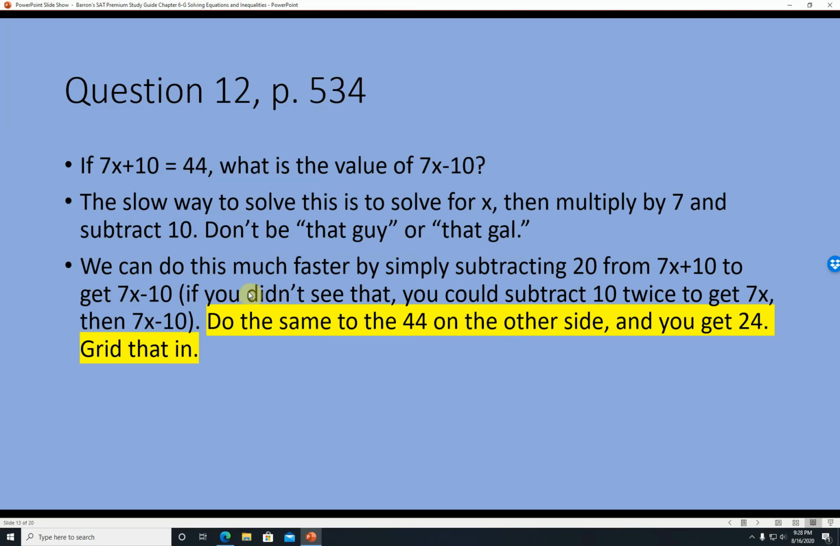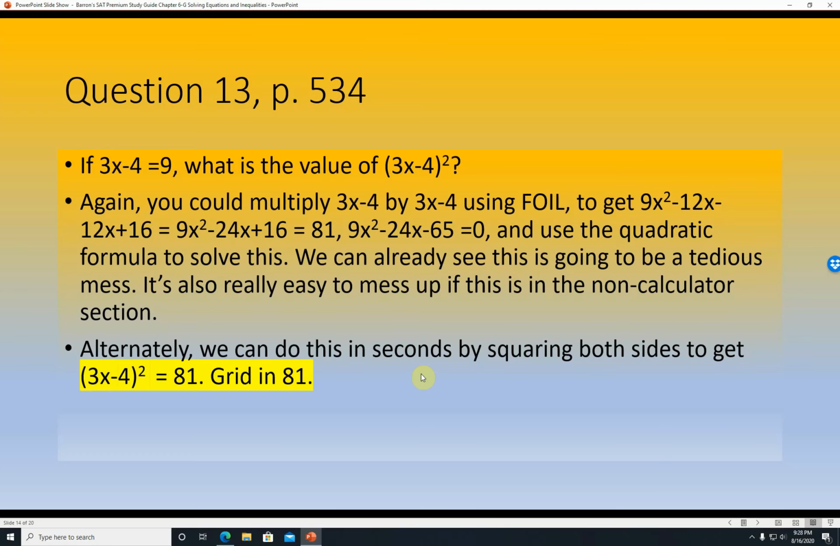So again, as I said, if you see the 7x minus 10 right away, great, just subtract 20. If you didn't see that, just subtract 10 to get 7x, then subtract another 10 to get 7x minus 10. Let's move on. 13, page 534. If 3x minus 4 equals 9, what's the value of (3x minus 4) squared? Hopefully most of you can see, well, okay, all I have to do is square both sides, and I'll get (3x minus 4) squared, and on the other side I'll have 9 times 9, which is 81.